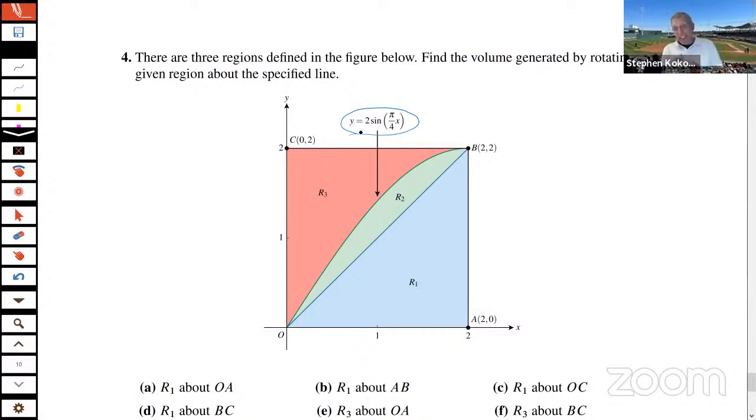There are 3 regions that are defined here. If you can see this in color, there's a region 1, 2, and 3. And I'm asking you in this problem to find the volume generated by rotating the given region about the specified line. So for example, in part A, I want to take region 1, which is light blue, and I want to revolve it about the line OA. Where the heck is OA? All right, well, there's A, there's the origin. So I'm taking region 1 and revolving it about the x-axis.